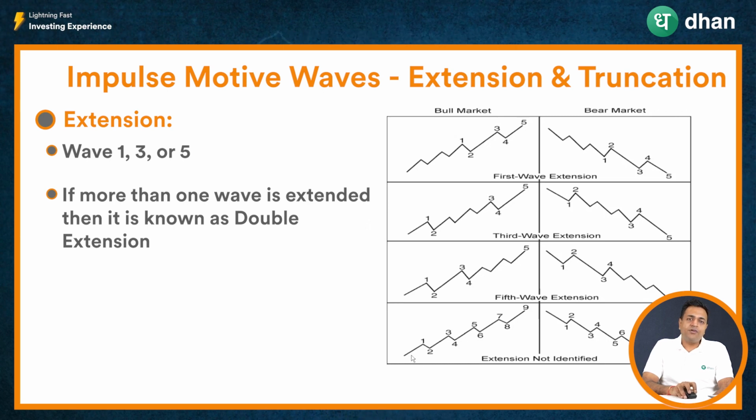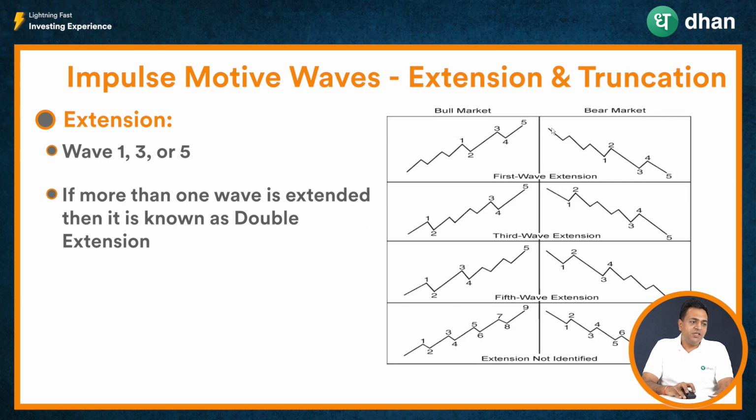In some cases or rare cases where the extension is not able to be identified, we don't know whether this extension should fall in wave 1 or wave 3 or wave 5, then we call it an extension not identified wave pattern. And typically this will be a 9-wave pattern. That is 1, 2, 3, 4, 5, 6, 7, 8 and 9. Likewise, it's applicable for bear market.